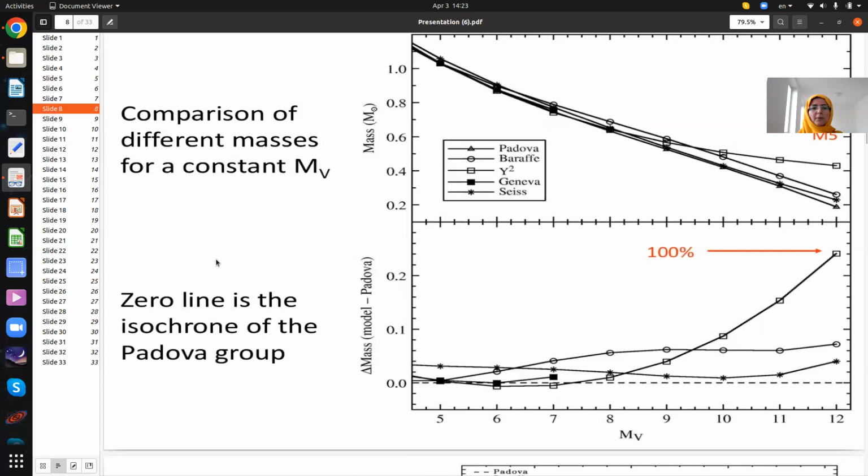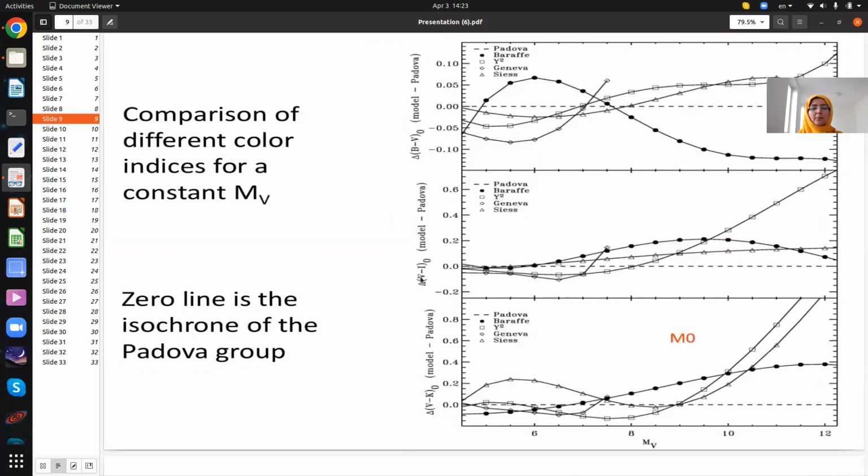And here is the comparison of different masses for a constant visual magnitude, and the zero line is the isochrone of the Padova group. And you see here visual magnitude and delta mass, and here you see 4 different sets of isochrone groups, and you see the isochrones are different.